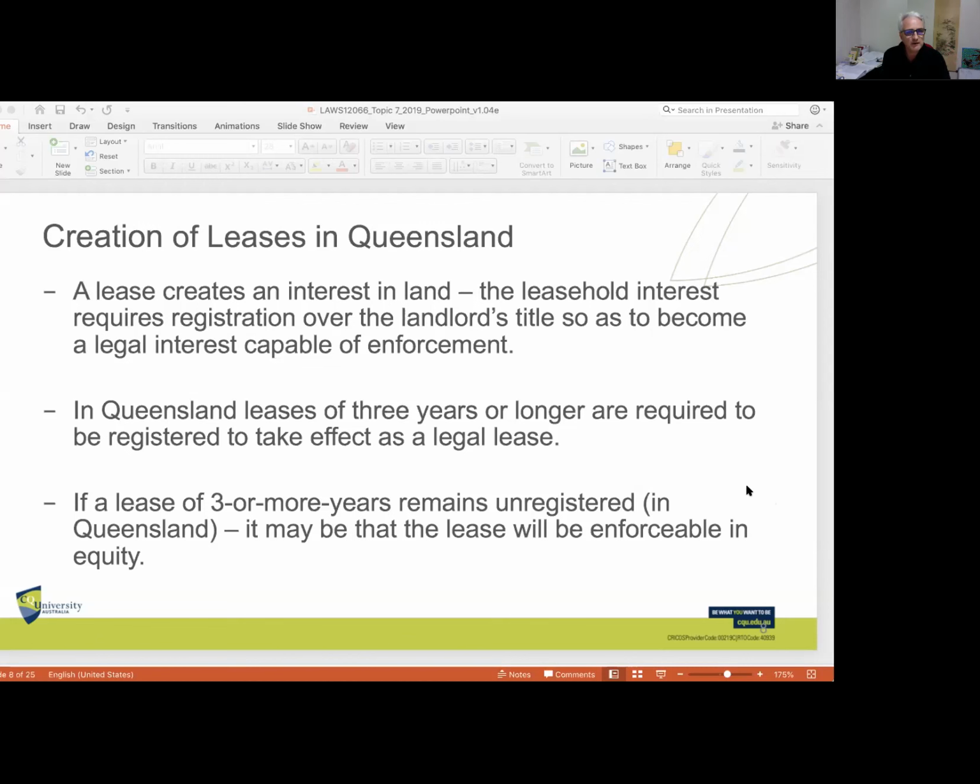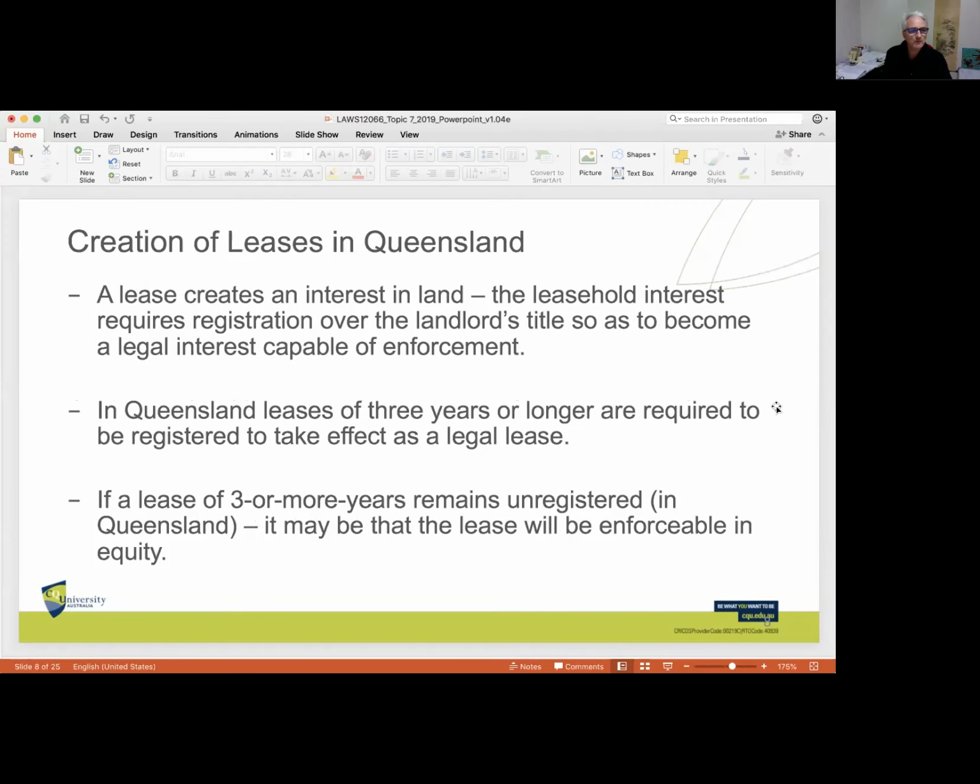In the Queensland context, a lease creates an interest in land. The leasehold interest requires registration over the landlord's title so as to become a legal interest capable of enforcement. The idea of registration, of course, is in terms of the Land Title Act. In Queensland, leases of 3 years or longer are required to be registered to take effect as a legal lease. So there we have the registration issue again and the obligation. And if a lease is of 3 or more years and remains unregistered in Queensland, it may be that the lease will be enforceable in equity.